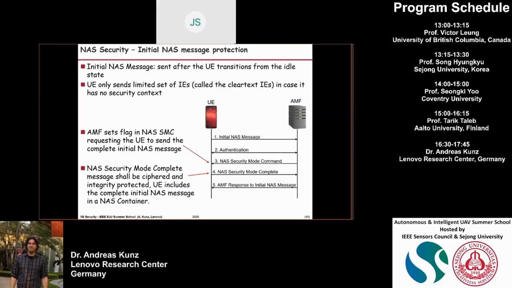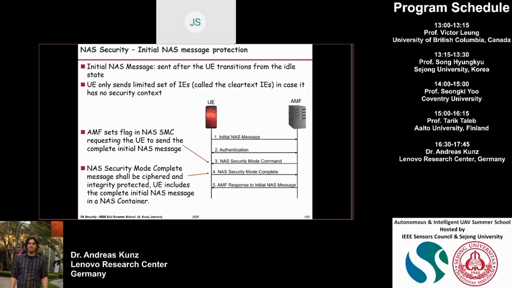After the authentication is successful, the AMF will send a NAS security mode command, which we look at in more detail in the next slide, and will set a flag and ask the UE to send the full initial NAS message with all the information elements in the response. Then, with the NAS security mode command, the UE has enough information to derive the keys for the NAS message protection, and then can send the NAS security mode complete message ciphered and integrity protected.